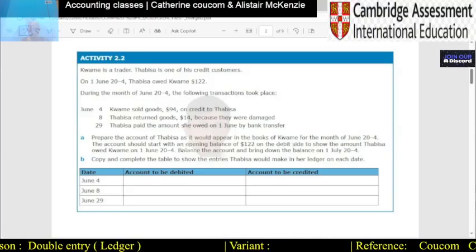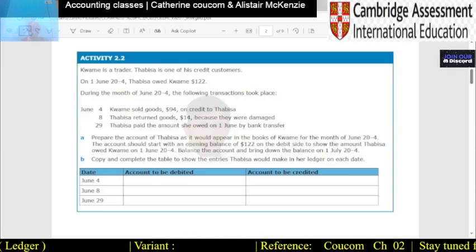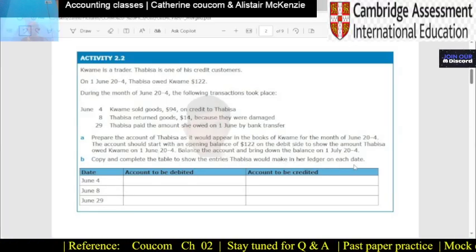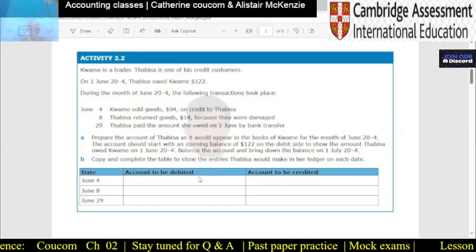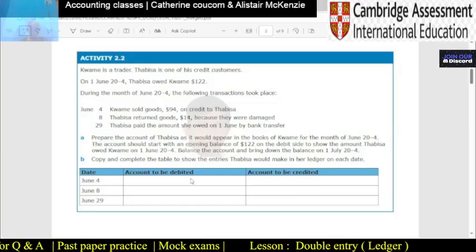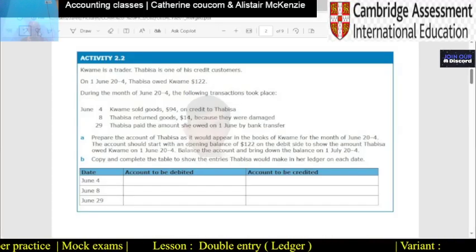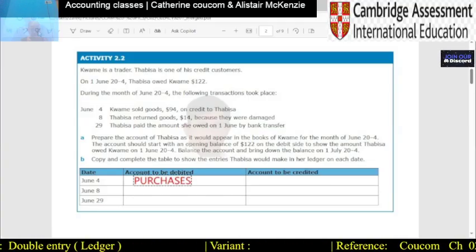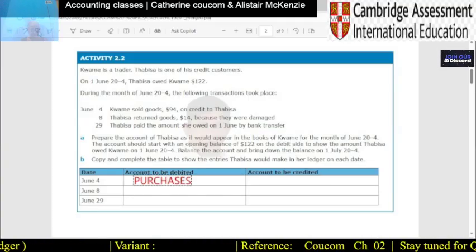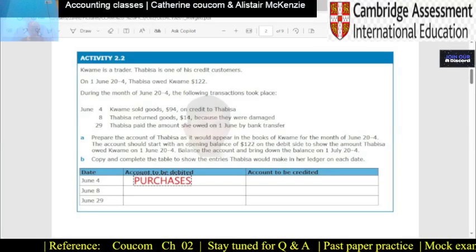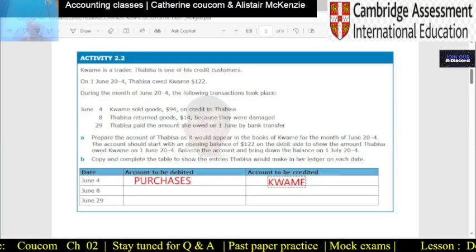So account to be debited. Which account will be debited first? Kwame sold, so the purchases account will be debited because the purchases account is receiving, and who is giving? So obviously Kwame is giving.